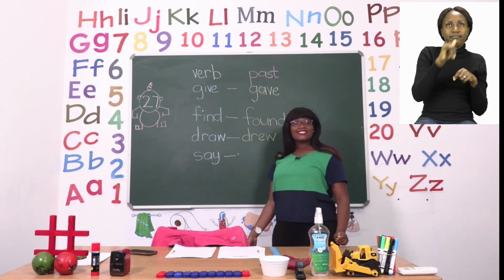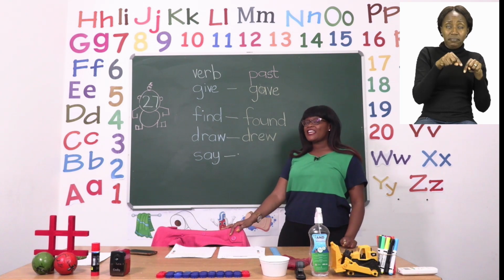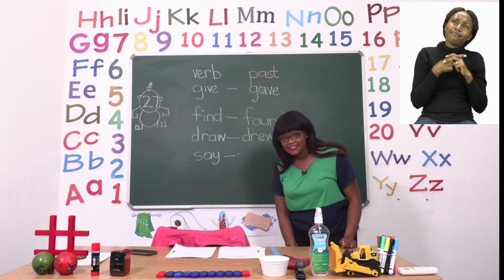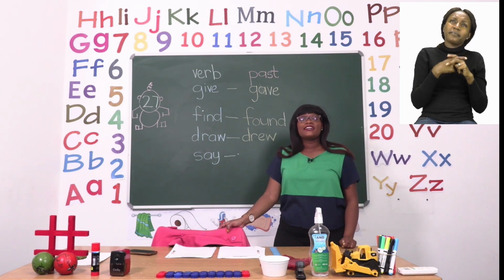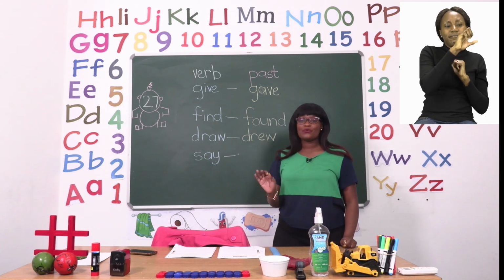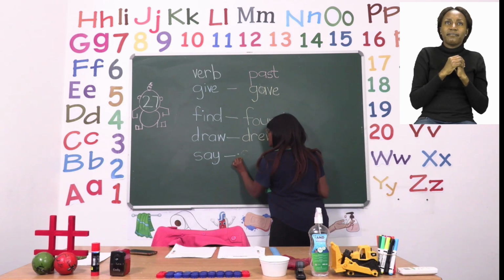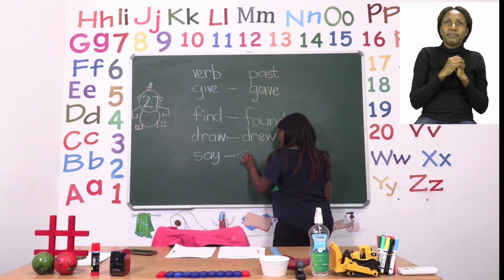Now we have the last one that we're going to do together, say. She says she is sick. Now, if we change the word say into past tense, we say the word said. She said she was sick. So we're going to change say into said.